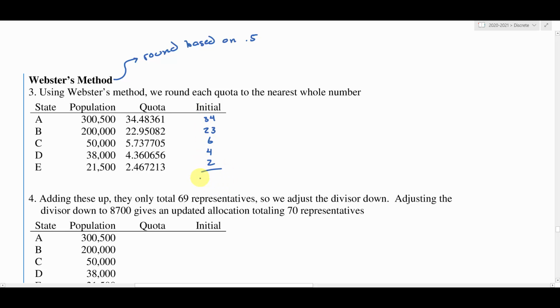Then we add up this initial apportionment. Remember, we needed to apportion 70, but if we add these up, we only get 69 members apportioned. So that's not enough. If we only apportion 69, we didn't apportion enough, so we have to adjust the divisor down. If you get too few, you move the divisor down, and we're going to move it down to 8,700 and recalculate our quotas.